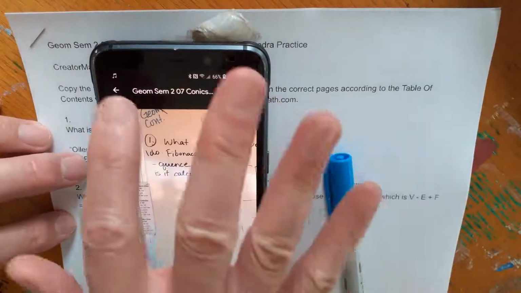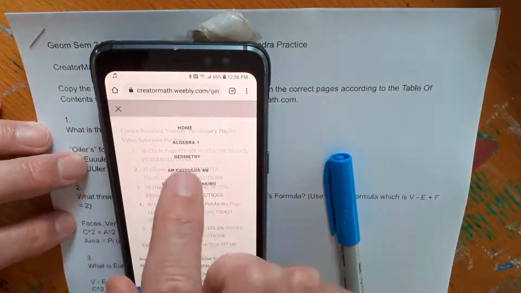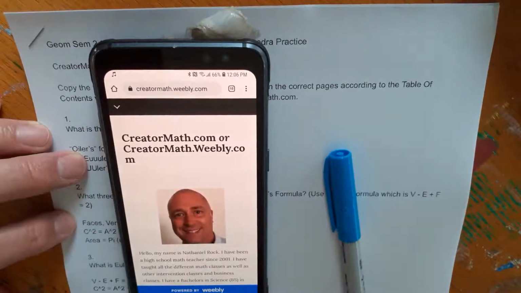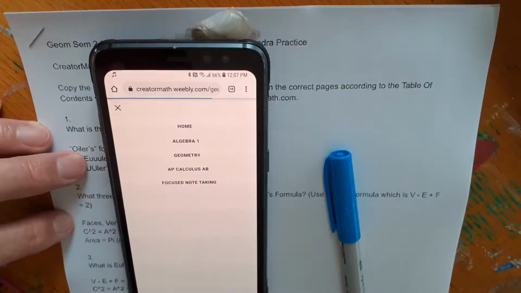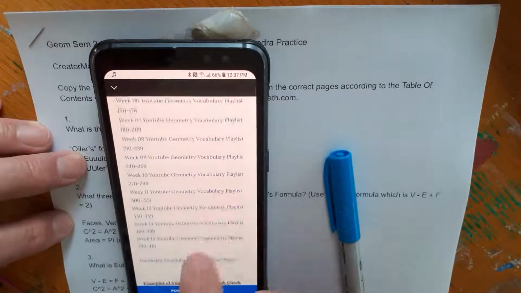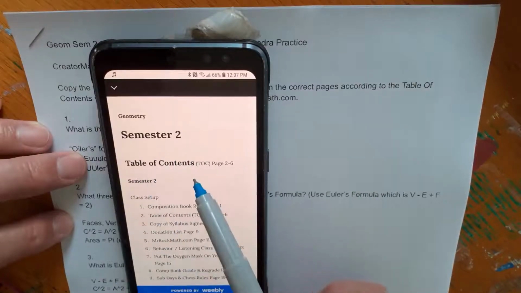So maybe just to back up a little here. Here's creatormath.weebly.com. If you look at the home page, you should recognize it right away because it's got my picture on it. Then we're going into the Geometry tab because that's where all the notes are for geometry. We're passing by the vocabulary and coming right here to the table of contents. Not very far down, it says Semester 2, Table of Contents.